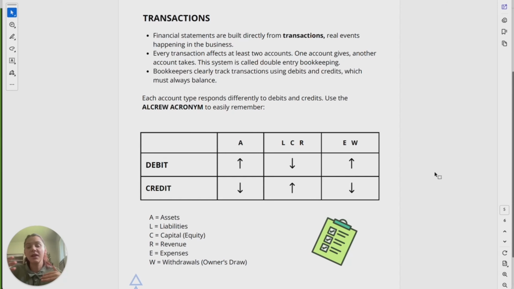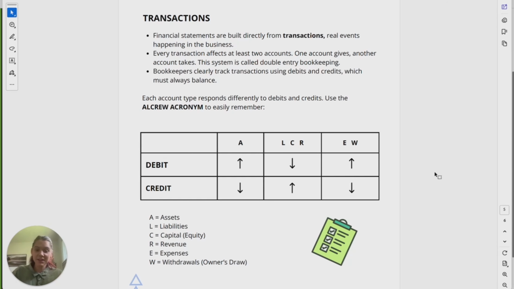And one account gives, another takes, and that's essentially called double entry bookkeeping. So if you hear "double entry," that's what they're talking about: the two sides to every transaction. So we want to clearly track our transactions using debits and credits. Debits you're always going to have on the left side of your entry. Credits are on the right. And they always have to balance.